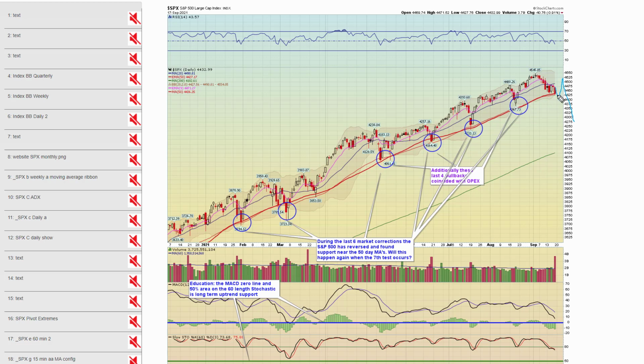So again, are we going to have lucky number 7? We've had 6 times we've recovered here and went to new highs. I personally think this time is different, but it remains to be seen. Let's move on.